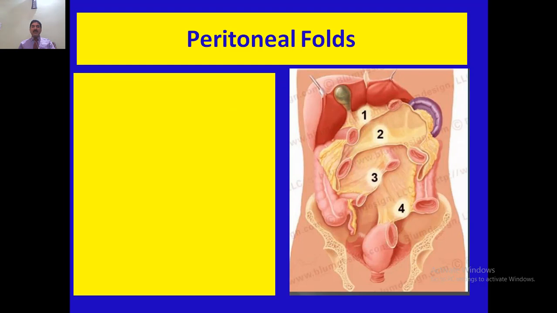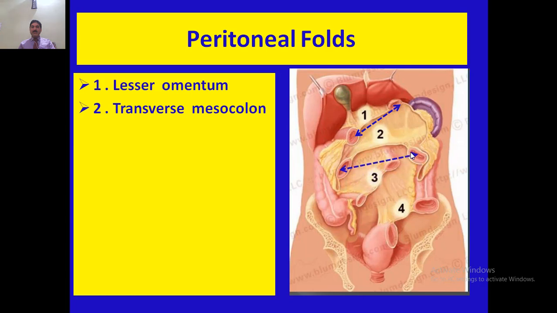Peritoneal folds. To have a recap of the peritoneal folds, let us go to this diagram where the abdominal viscera have been removed. So the lesser omentum is a double-layered fold of the peritoneum which lies between the stomach, lesser curvature of the stomach, first part of the duodenum and liver. Transverse mesocolon represents the mesentery of the transverse colon. It divides the peritoneal cavity into supra and infracolic compartments.